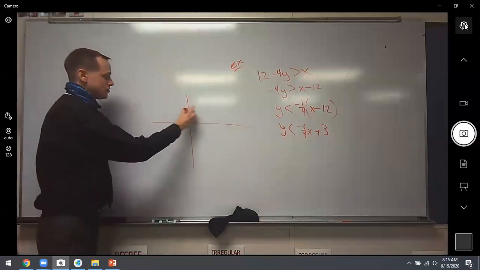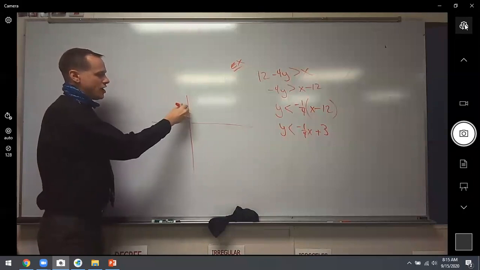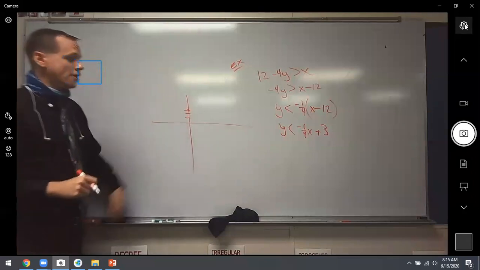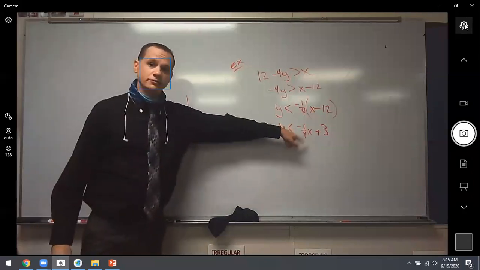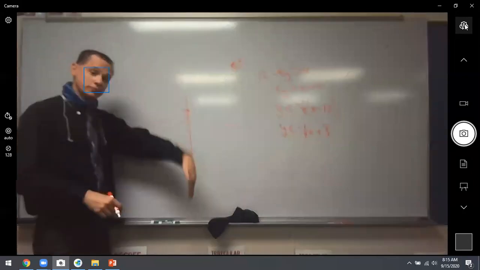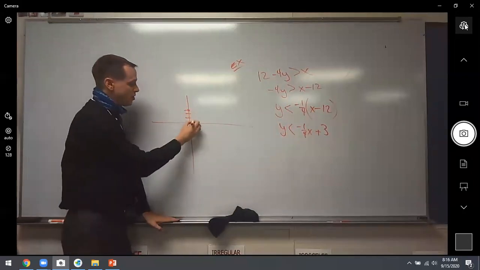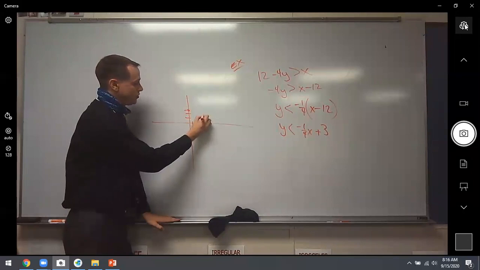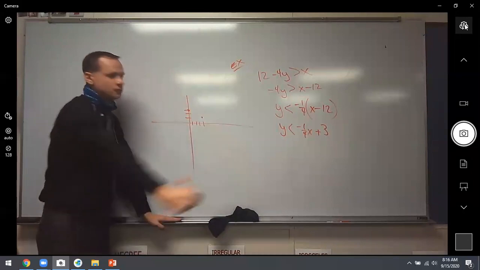So 1, 2, 3. It's going to cross here. The slope is negative a fourth, right? So going down, it goes down 1 every time you go over 4. 1, 2, 3, 4. So right here, something like that. And I'm going to connect them with a line.